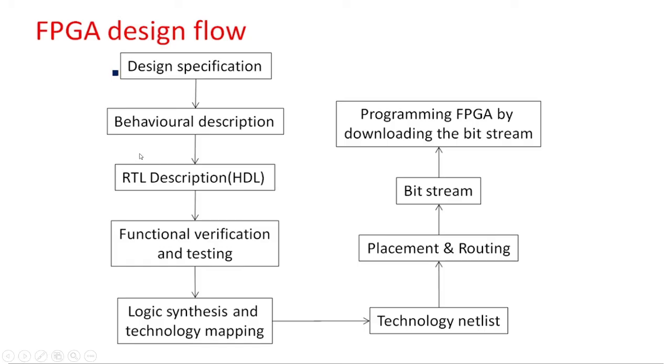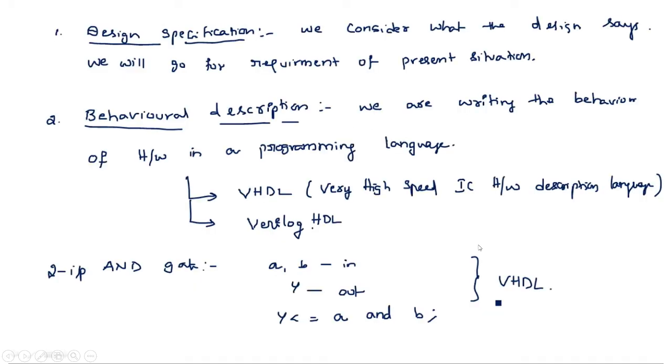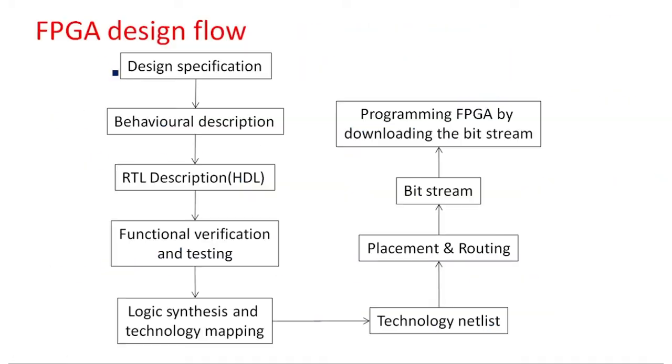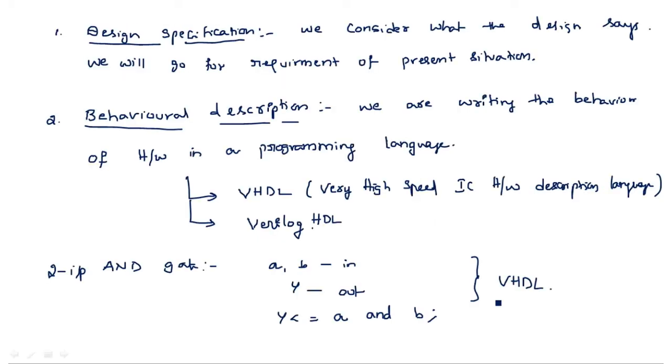Okay. Design specification, behavioral description, RTL, that is HDL, functional verification and logic synthesis, technology netlist, placement and route, bitstream generation, and programming your code into the FPGA. Okay, so same thing. Whatever design specification means, we consider what the design says. We go to the requirement of the situation. So that is design specification.